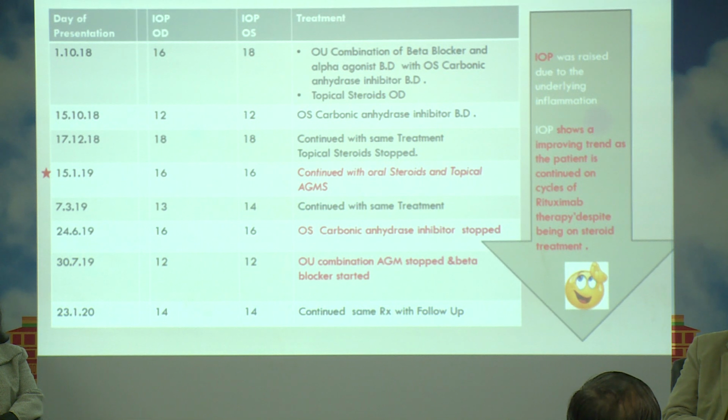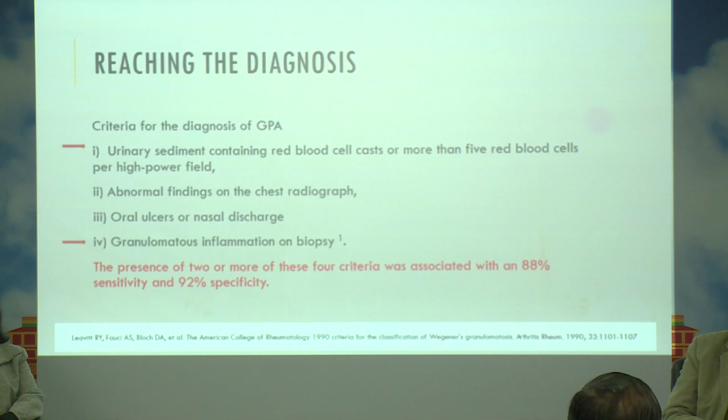And the IOP was also coming down, the eye was becoming quiet, and gradually, to our utmost satisfaction, we could withdraw the AGMs one by one. At the last follow-up visit, the patient was only on a single AGM, that's a beta blocker, along with a well-controlled IOP, that's 14 millimeters in both the eyes. The diagnosis was reached with the help of this particular criteria, which is used for the diagnosis of GPA.